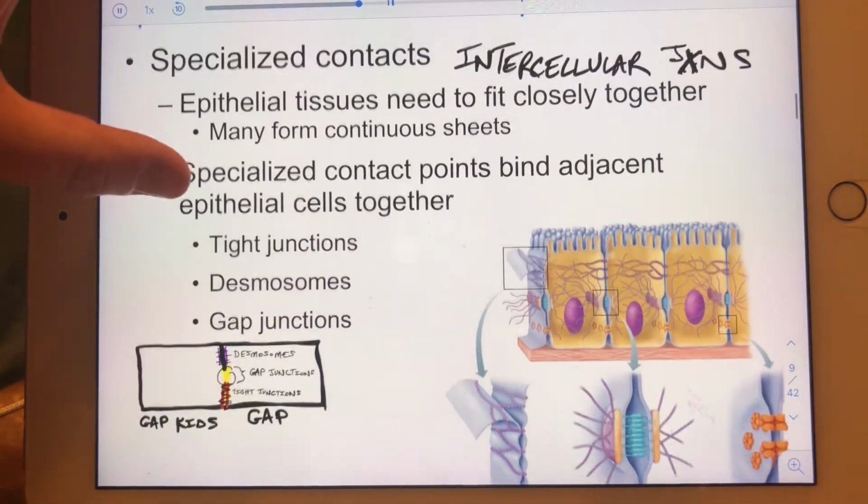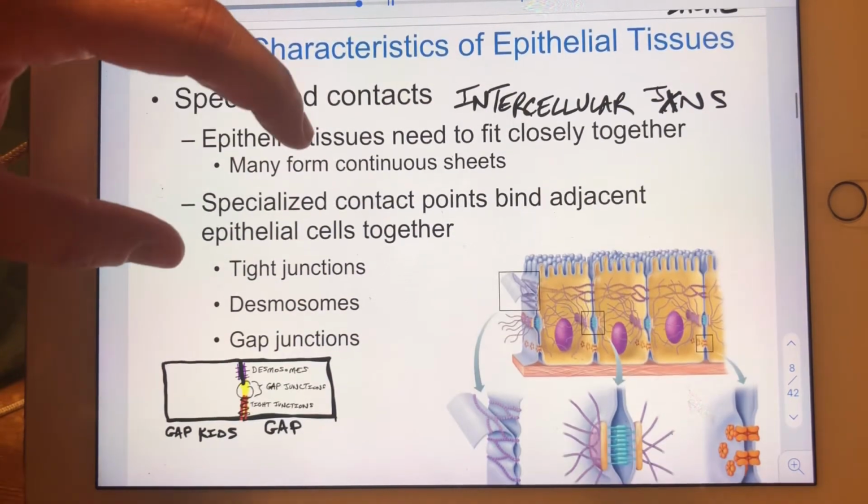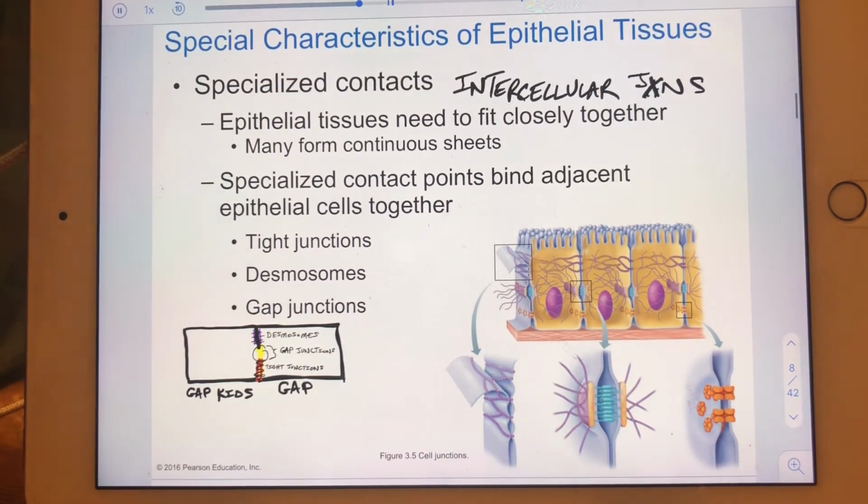Do they all feature them in the same ratio? No. Some epithelia may be loaded with tight junctions, much more so than the other two types of junctions. Some may be loaded with desmosomes and or gap junctions, and not so many tight junctions. So the ratio of these can absolutely vary, but it's always a safe assumption that epithelia will feature these.